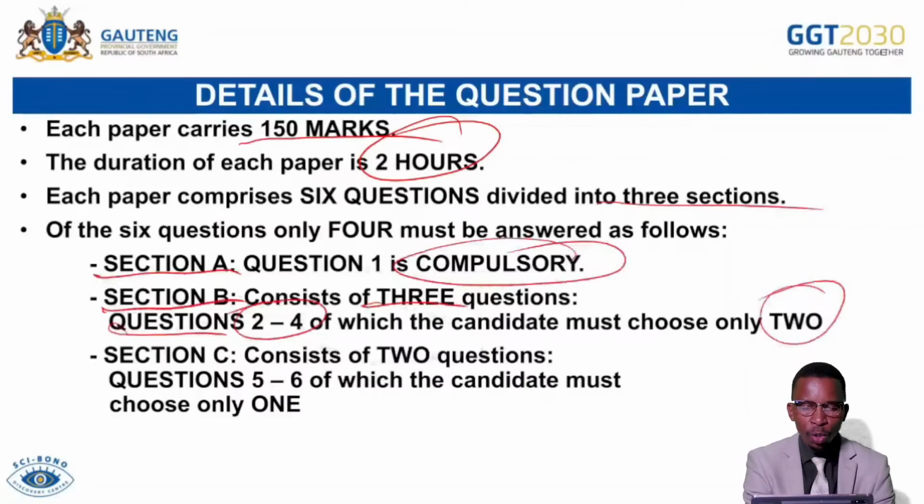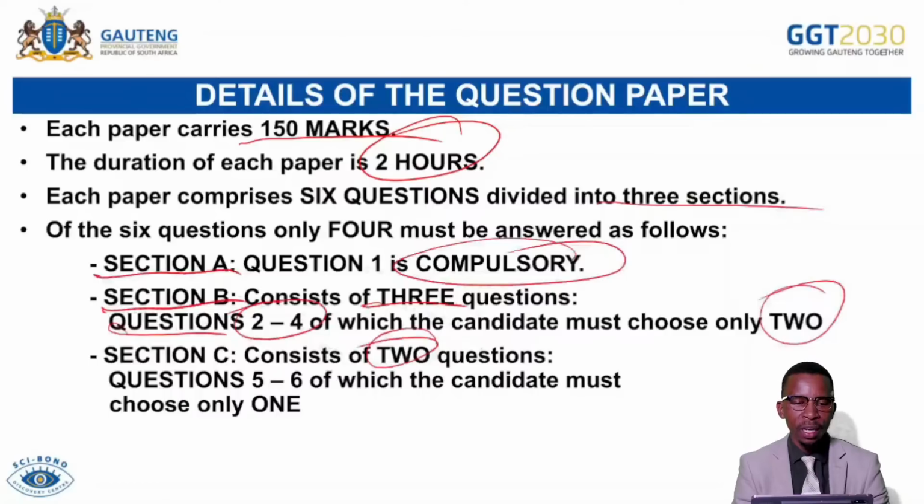And then section C consists of 2 questions. So you know better. We have question 5 and question 6. In there, as a candidate, you just have to answer only 1 question. So it is very important for you also not to answer both the section C questions. You choose one question where you are strongest and then you answer the question.